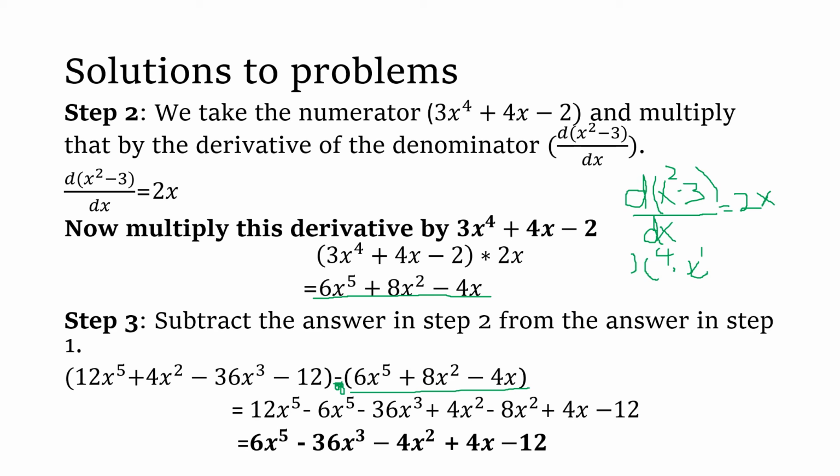We have 12x to the power 5 minus 6x to the power 5. It's just like saying 12x minus 6x, okay? And that is what? 6x to the power 5, right? 12 minus 6 is just 6. And then we have 36x to the power 3.